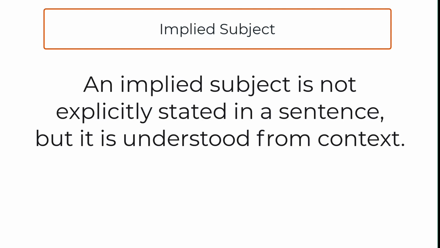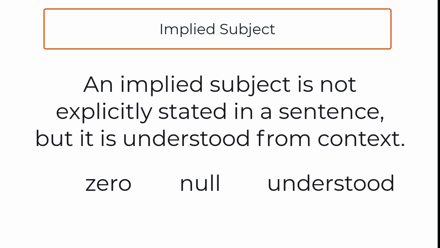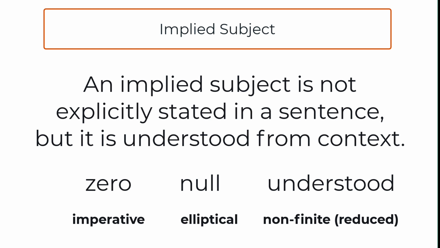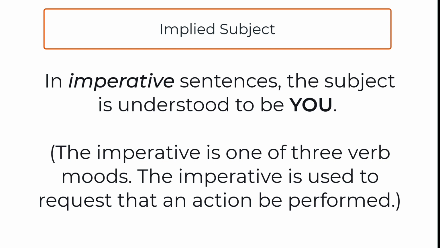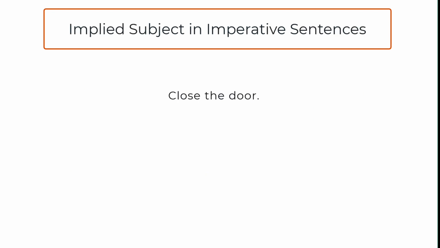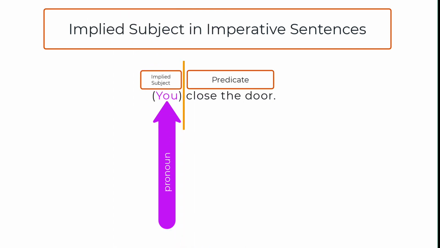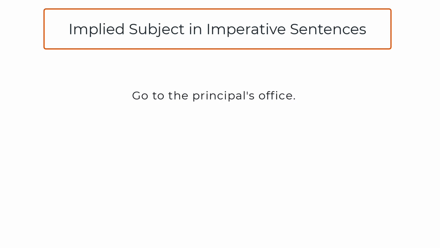Let's look at the implied subject. An implied subject is not explicitly stated in a sentence, but it is understood from context. It is also called the zero, the null, or the understood subject. We see this type of implied subject in imperative sentences, elliptical constructions, and even non-finite or reduced clauses. In imperative sentences, the subject is understood to be you. Close the door. Go to the principal's office.